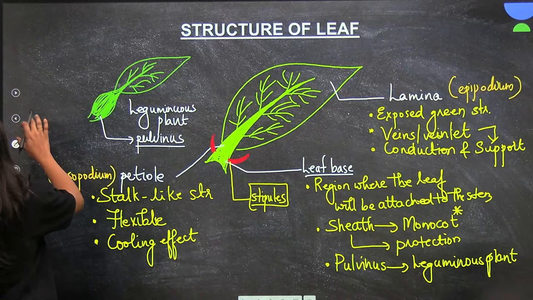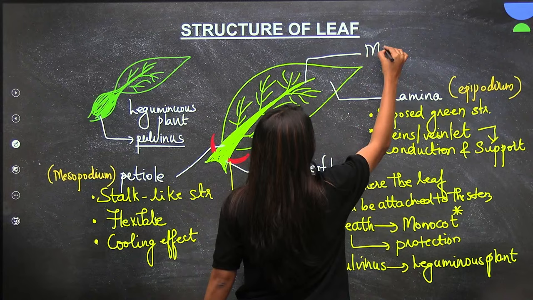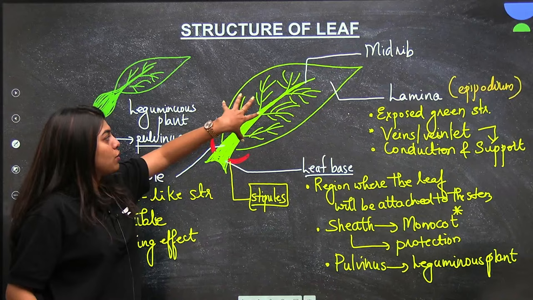When we spoke about veins, let's also label this. This is called the midrib. It is the thick portion that is running through, which is helping the veins and veinlets to be there, right? Midrib.